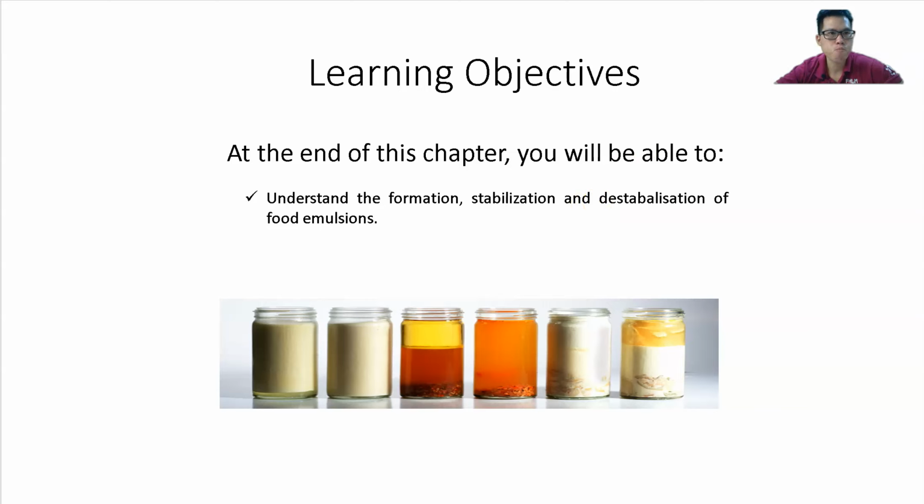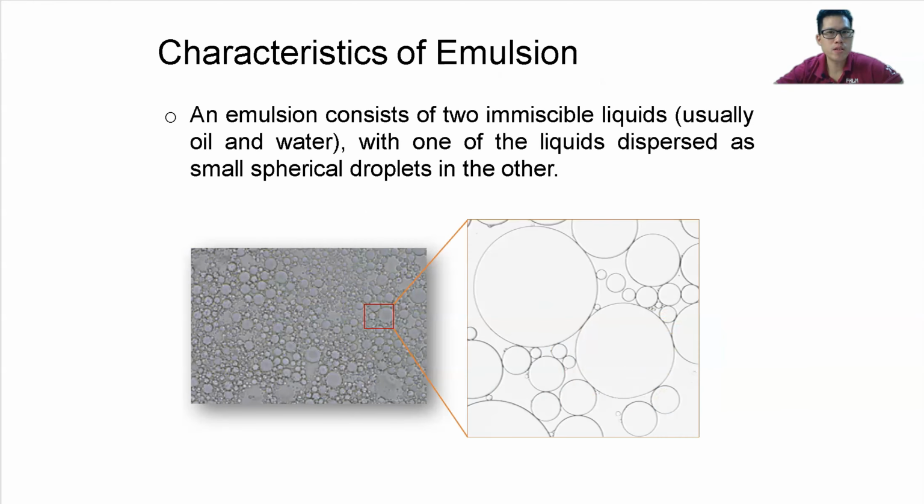Okay, let's look at the first thing first. What is the characteristic of emulsions? When we talk about emulsions, they usually consist of two immiscible liquids. Two immiscible means that they do not mix with each other. Usually in this case it is oil and water. Oil and water are basically the two main components of food emulsions.